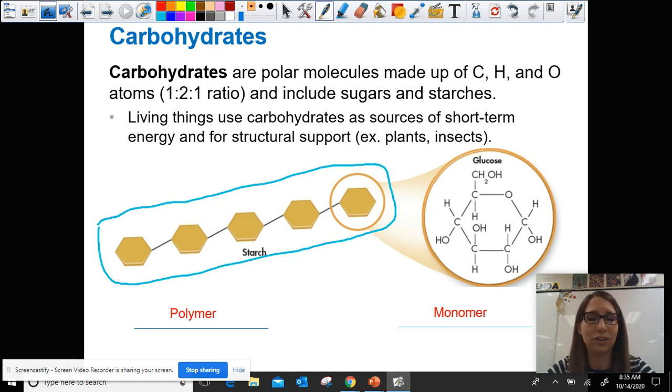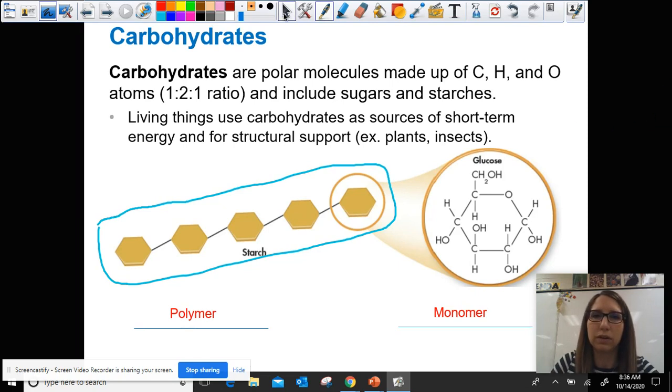Glucose, as I said, is a good example of a carbohydrate. It's the one we tend to talk about the most because glucose is the one that we use in our bodies to generate energy. It's what we obtain when we consume food. It's what plants make through photosynthesis. It is that thing, C6H12O6, that you might have heard about before. So glucose is the monomer in this example.